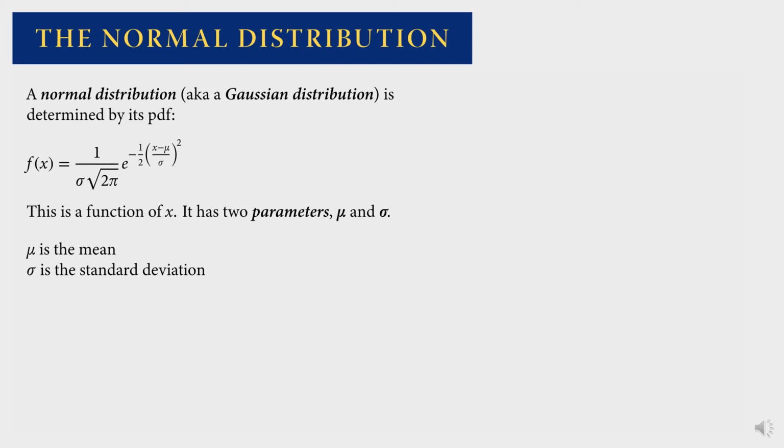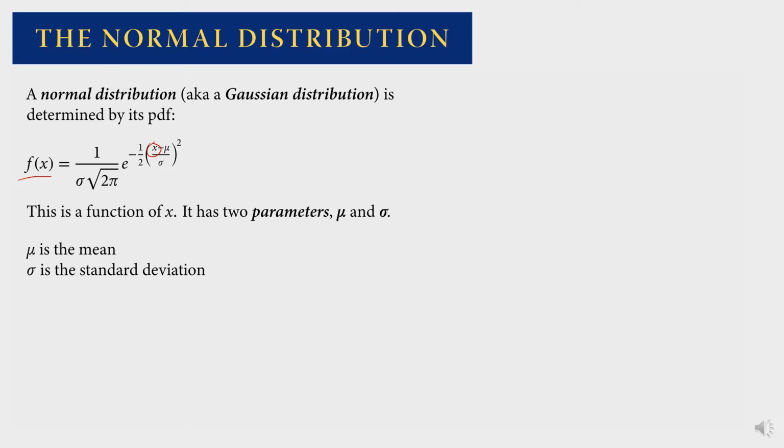That brings us to the normal distribution. The PDF for the normal distribution is this function here. You plug in some value of x, and this function gives you the height of the normal curve at x.